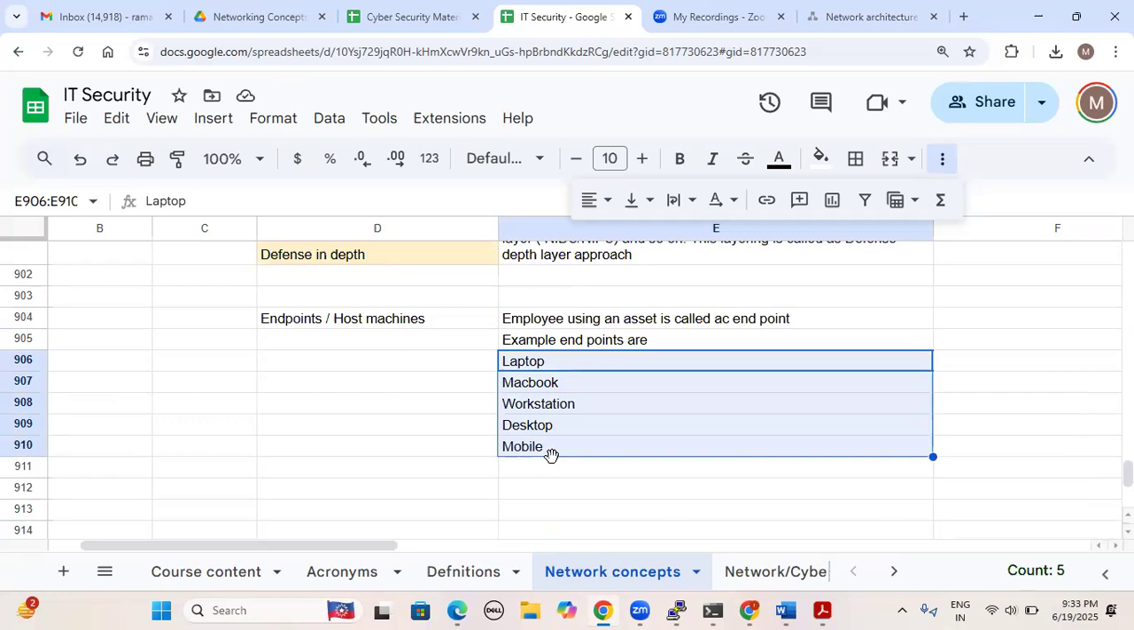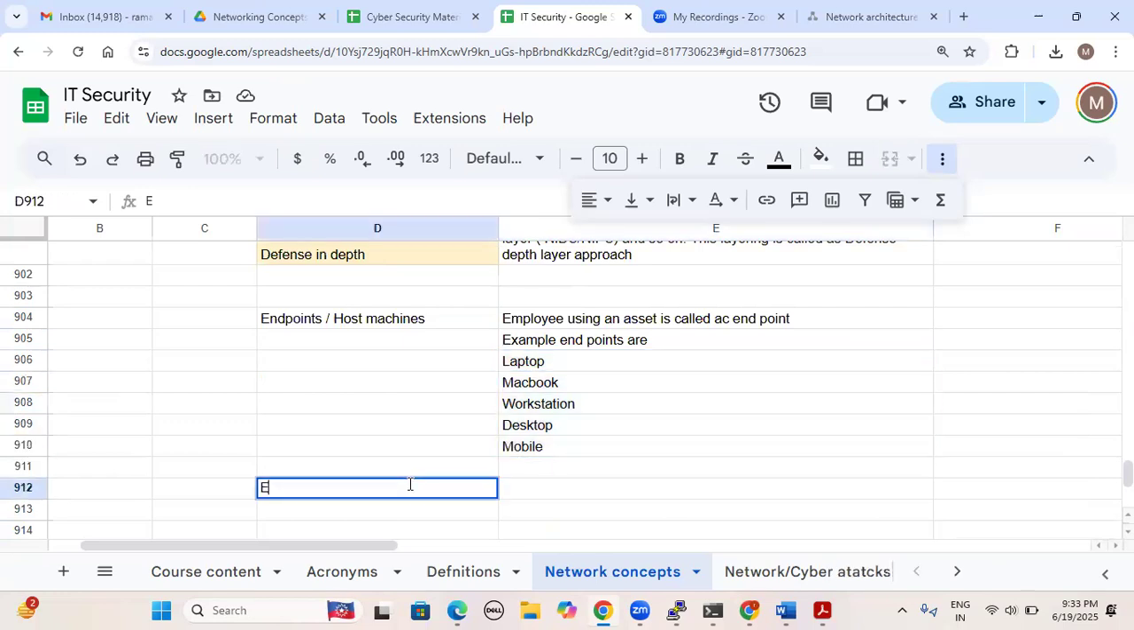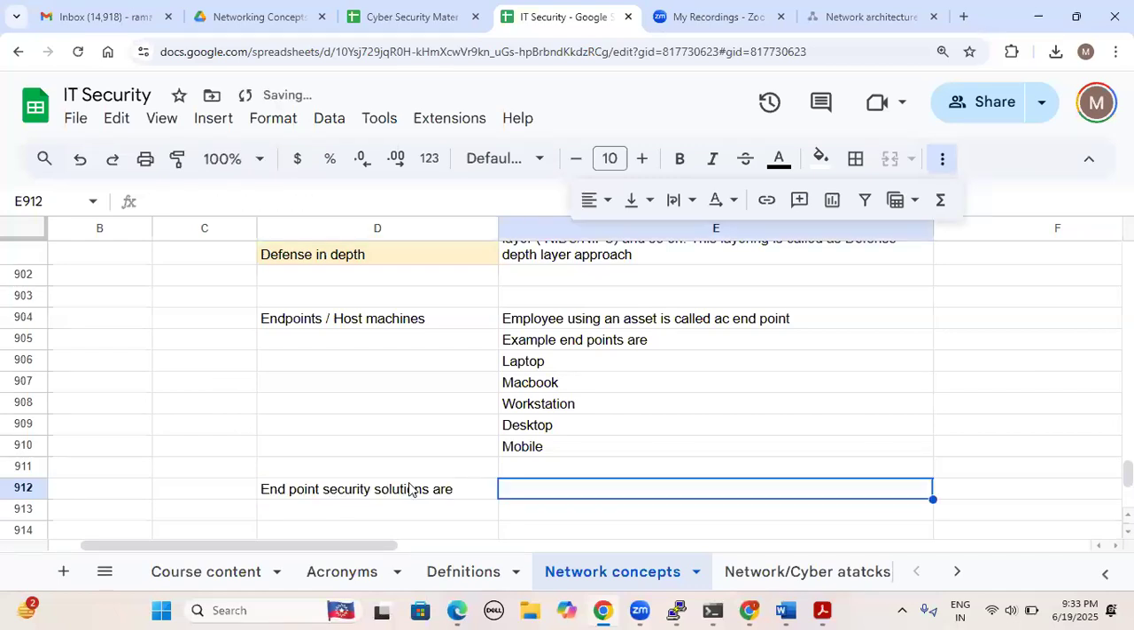Now, what are the endpoint security solutions we can implement for all these endpoints? Antivirus, EDR, or XDR. These are a couple of solutions we can implement on the endpoint side. They are related to preventing malware category attacks. It is malware prevention. We already discussed all these definitions previously.